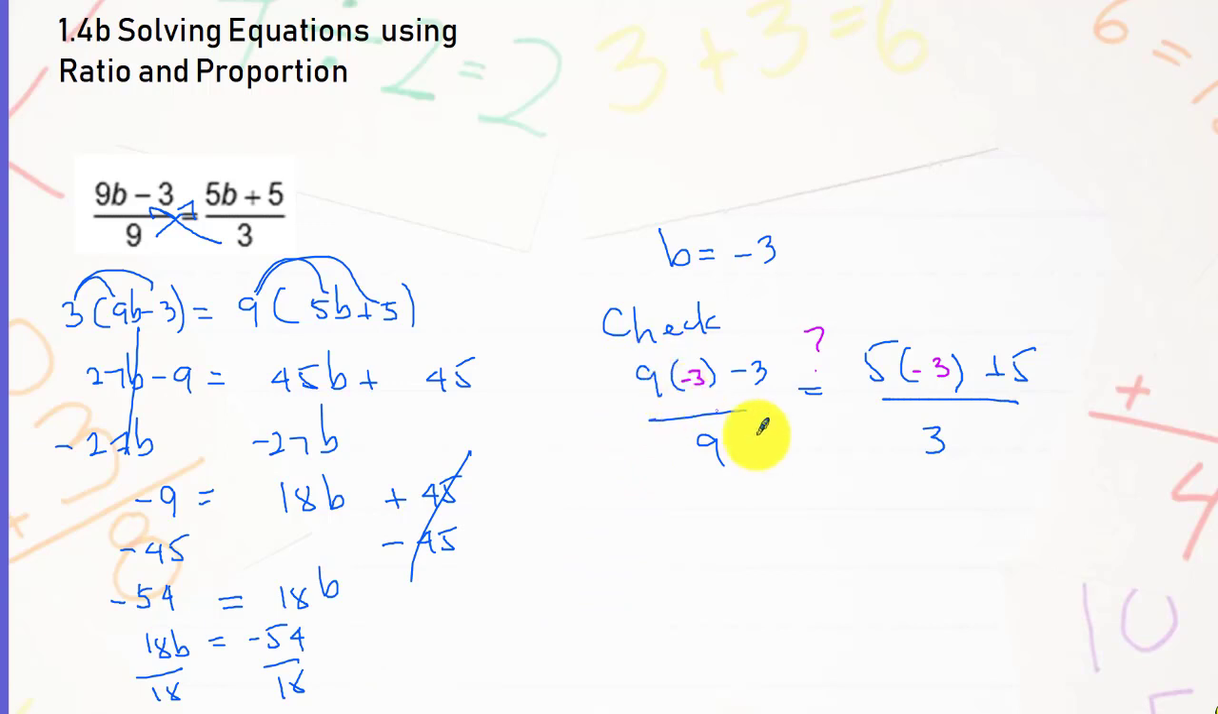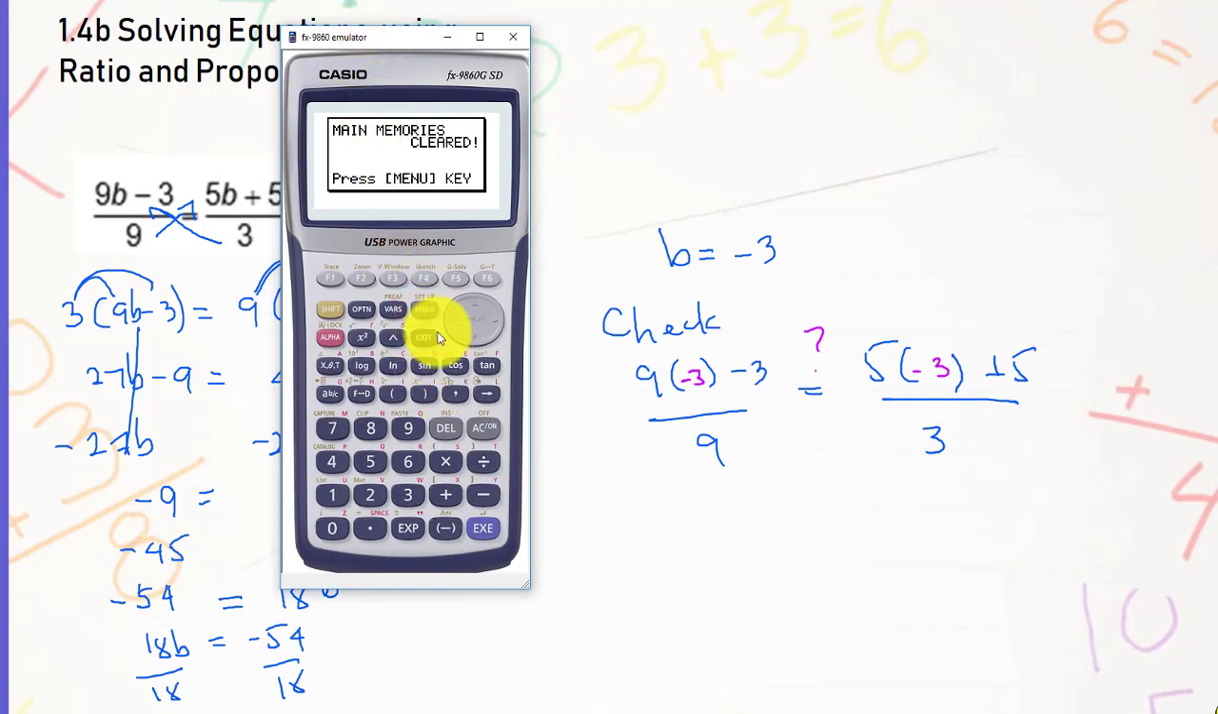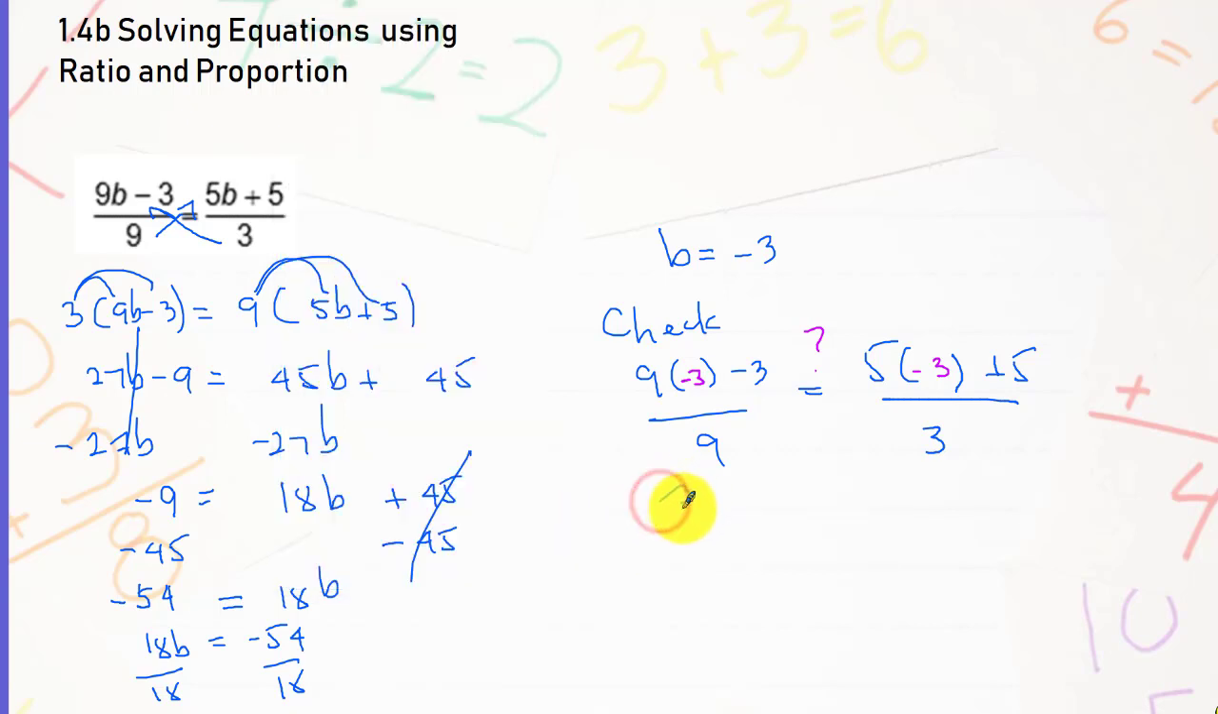Alright, 9 times negative 3. Let me just use our calculator. So 9 times negative 3, that should be negative 27, minus 3 should be negative 30. So I will have here negative 30 over 9. Or to simplify this one, so divide by 3, I'll get negative 10 over 3. Okay.